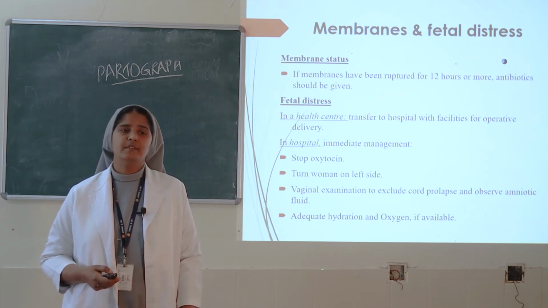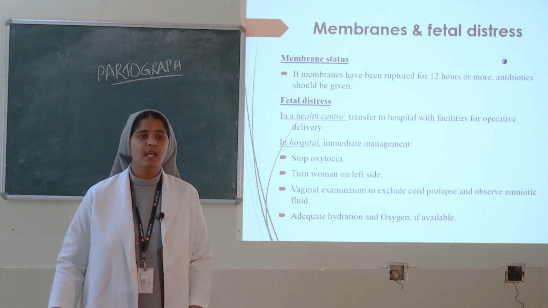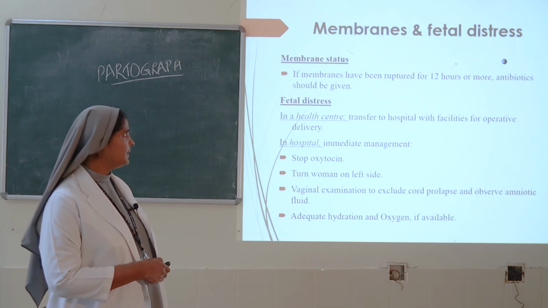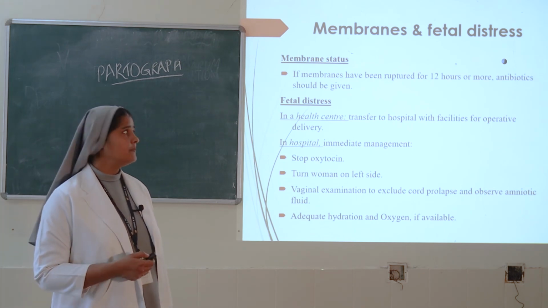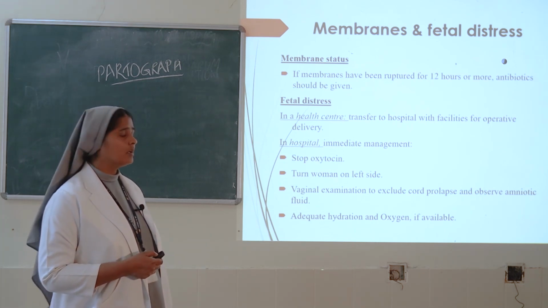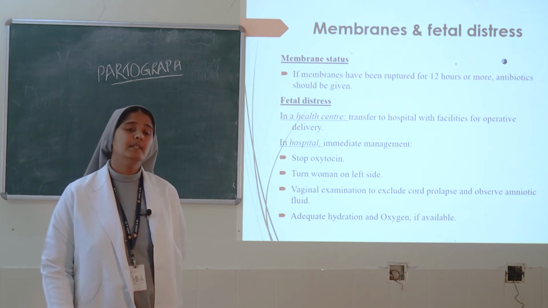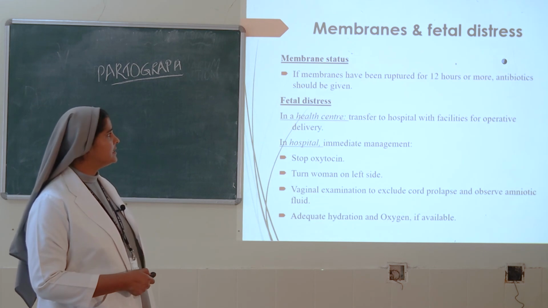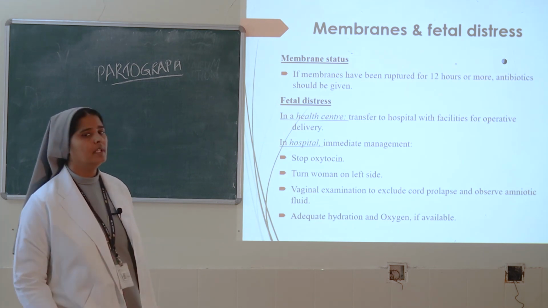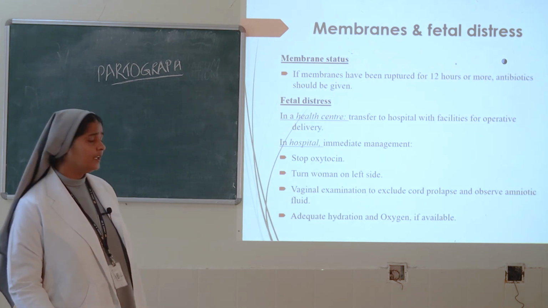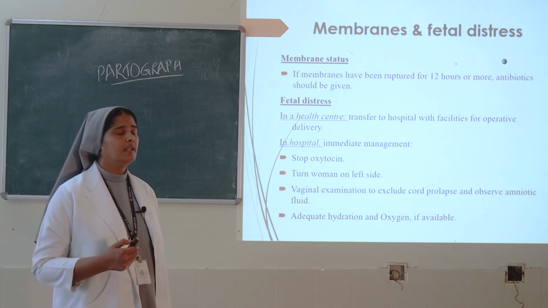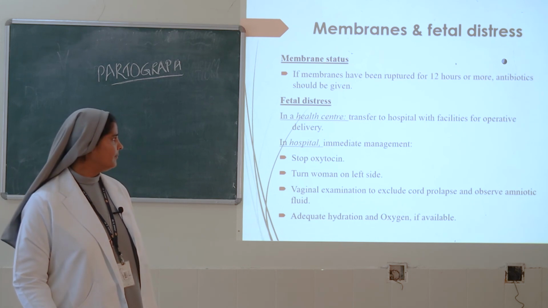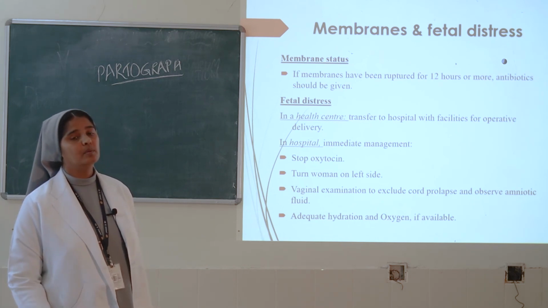In the status of the membrane and the fetal distress, if the membrane is intact or ruptured, sometimes the membrane may have ruptured 12 hours or more. In that condition, we should administer the antibiotics. Then if we are assessing the fetal distress, we can plan for the operative delivery, and if the mother is in the hospital and the baby is having the fetal distress, stop the oxytocin, then we can advise the mother to turn left side.